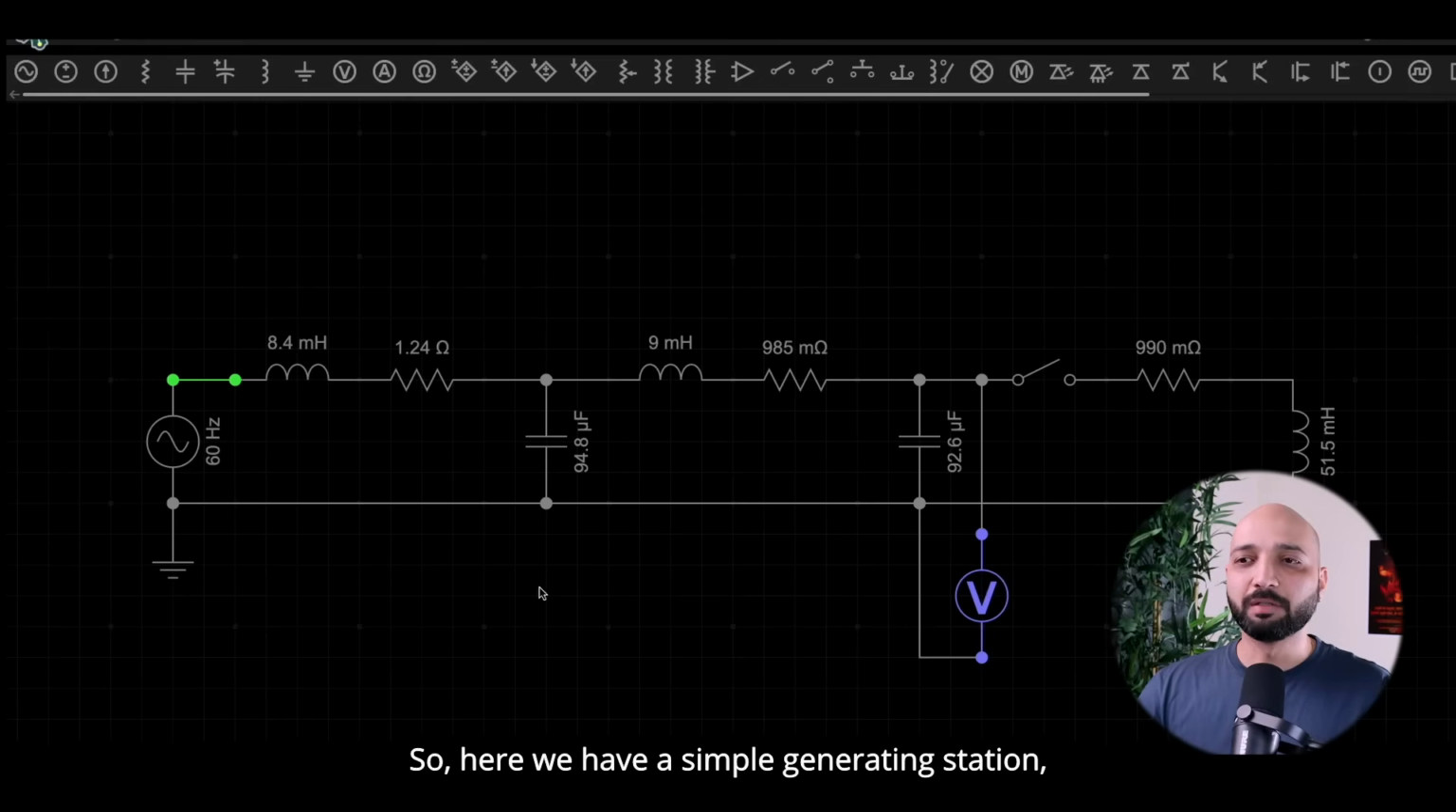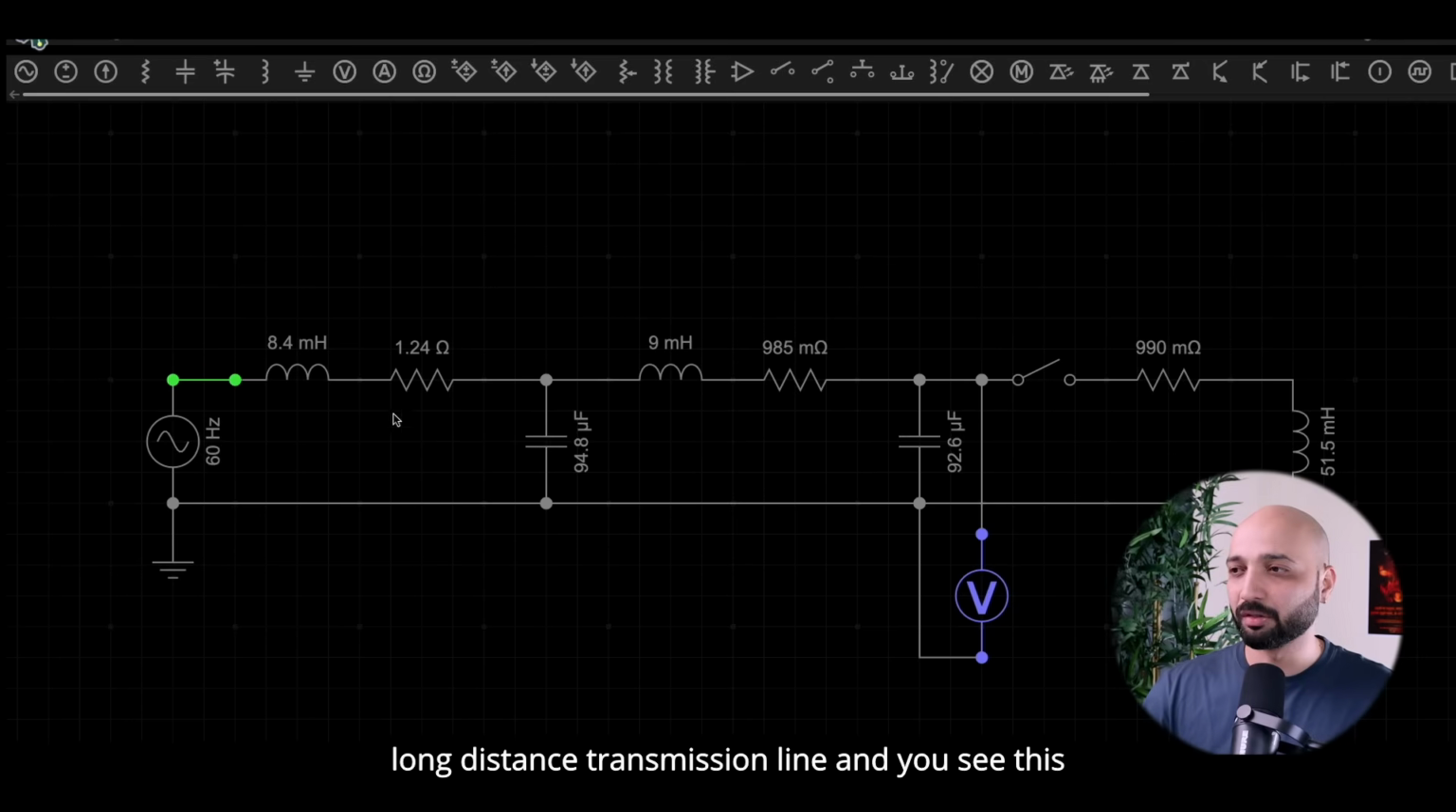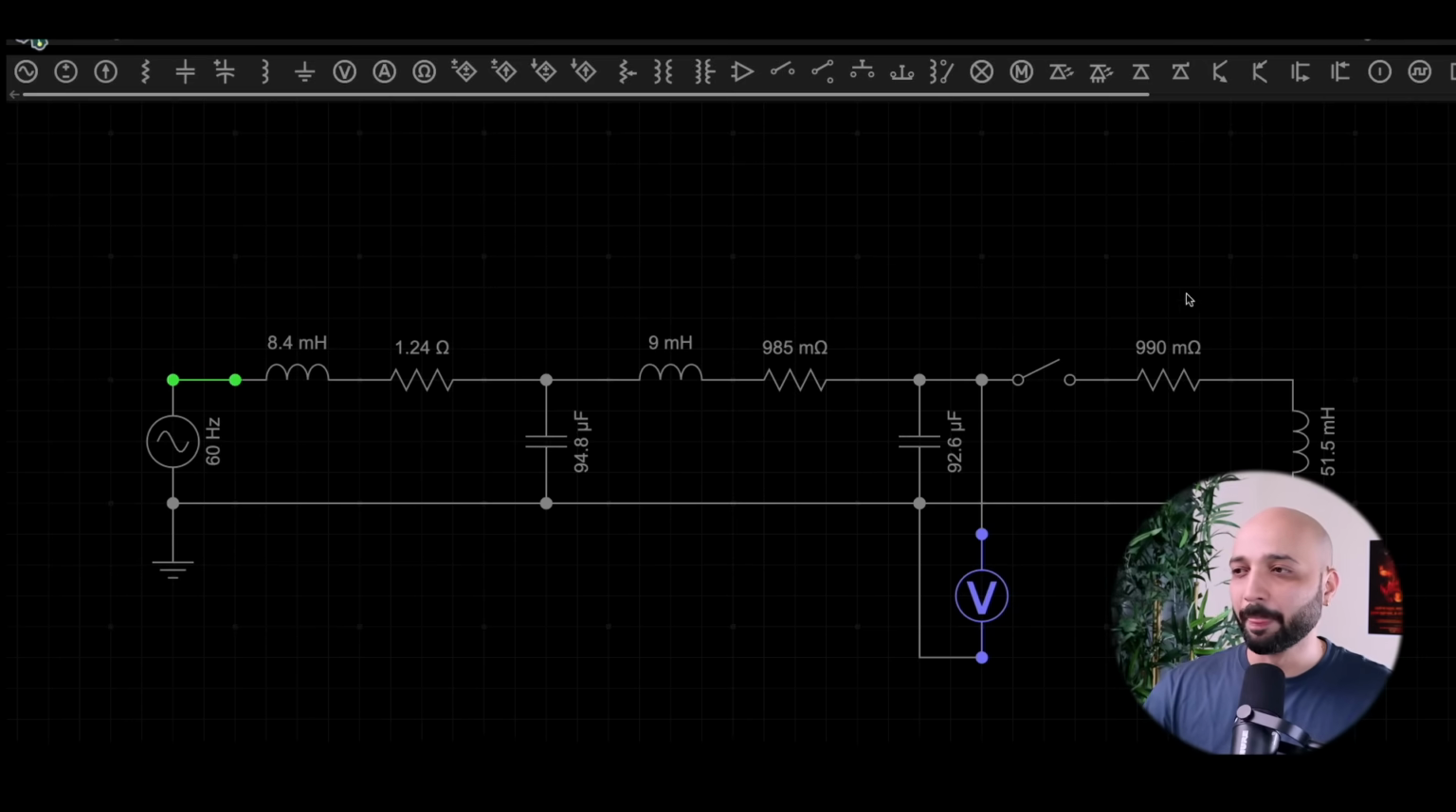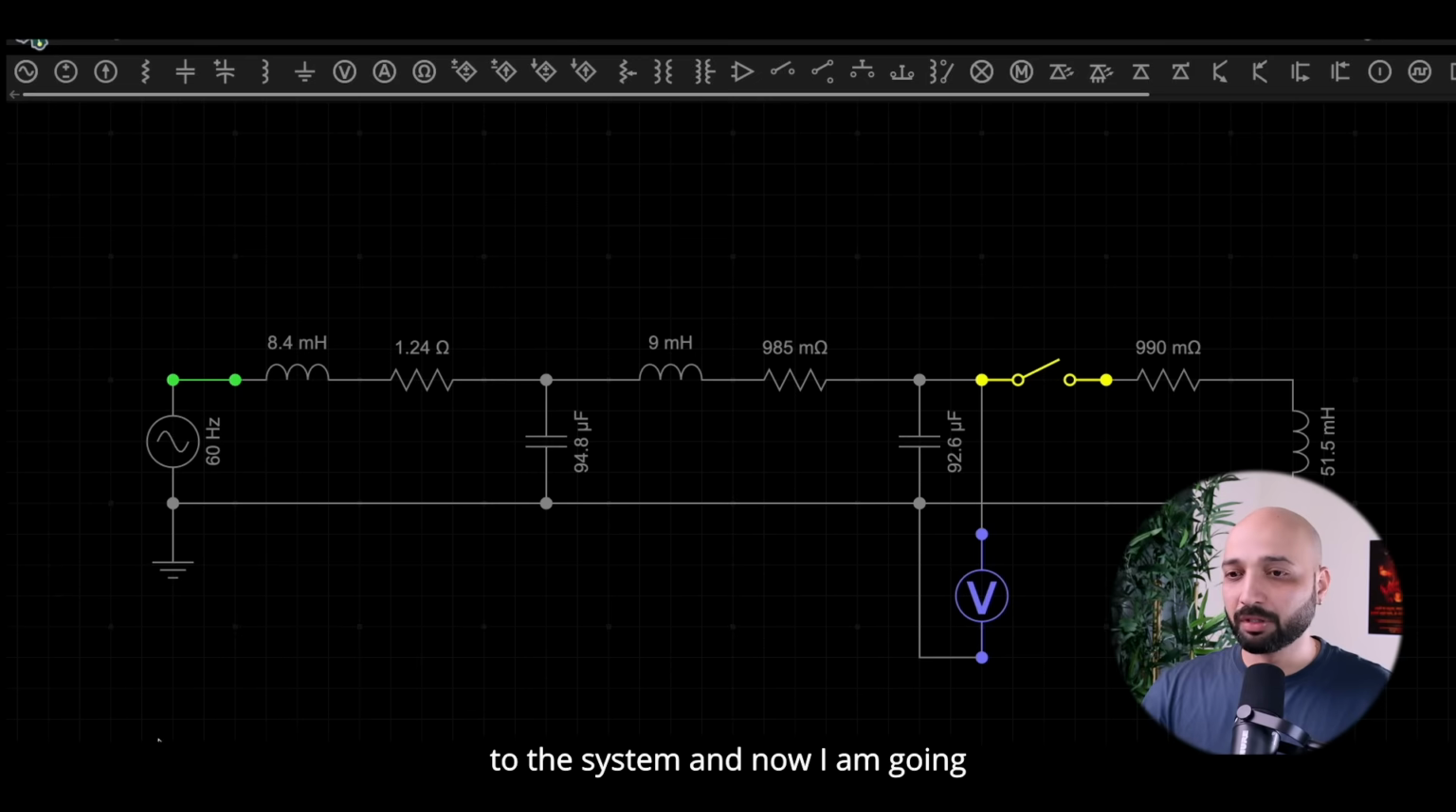So here we have a simple generating station, a voltage is set, and this is the equivalent circuit of the transmission line. It's a long distance transmission line. And you see this is our load, which is currently disconnected. So what I will do, I will close the circuit so that the load is connected to the system. And now I'm going to run the simulation.